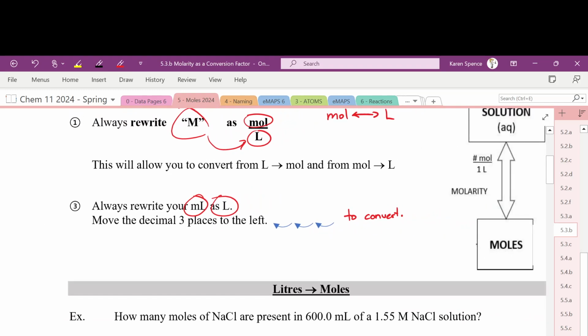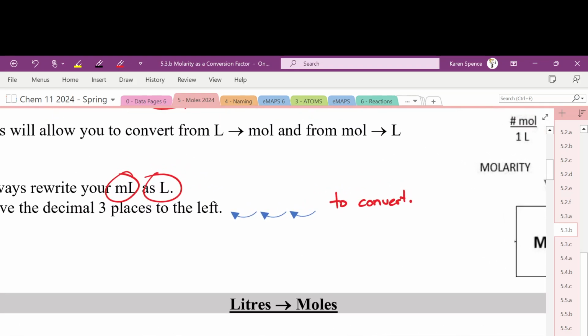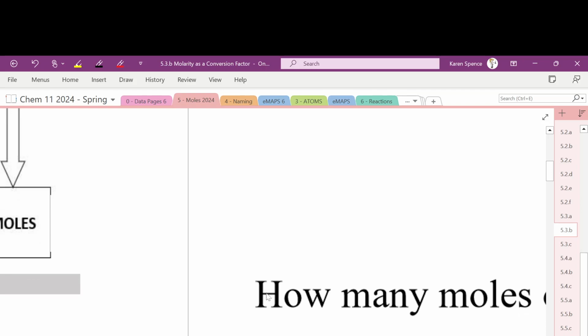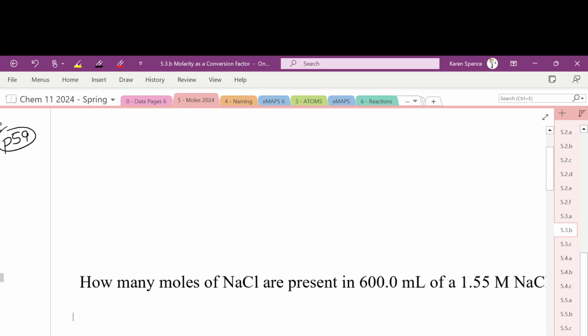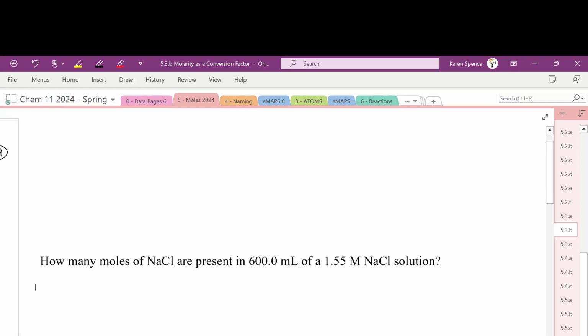So let's try an example here. This is all written down for you, but I'm going to grab it and pop it over to the side so that you can follow along. So here's the information we are given in the question.